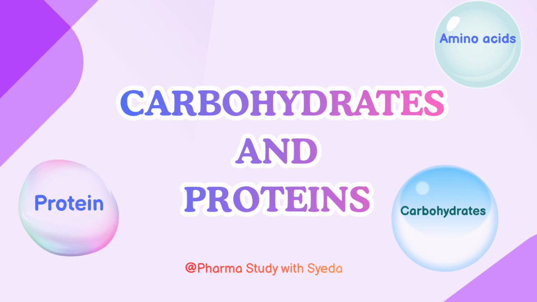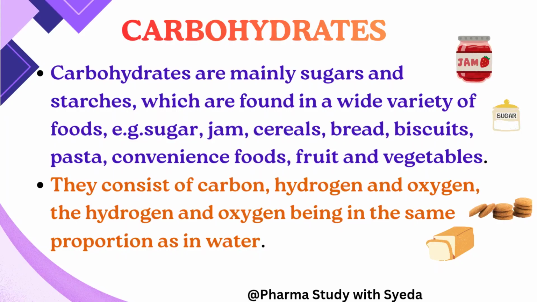Let's learn about carbohydrates and proteins, two essential macronutrients that play a major role in maintaining our health. Let's understand carbohydrates. Carbohydrates are mainly sugars and starches, which are found in a wide variety of foods, for example sugar, jam, cereals, bread, biscuits, pasta, convenience foods, fruit and vegetables.